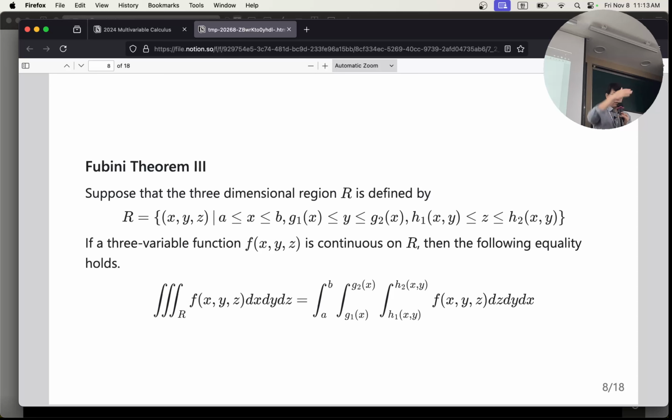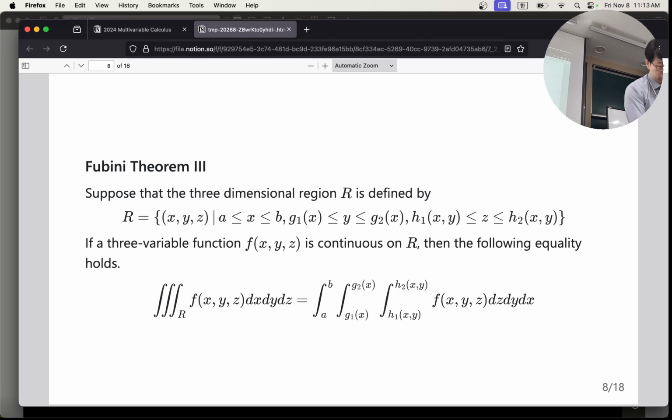So you can imagine that this is the volume hovering over the xy plane, and when you project that volume onto the xy plane, the orthogonal projection, you get some area, the area D. These two conditions explain how the area is defined.